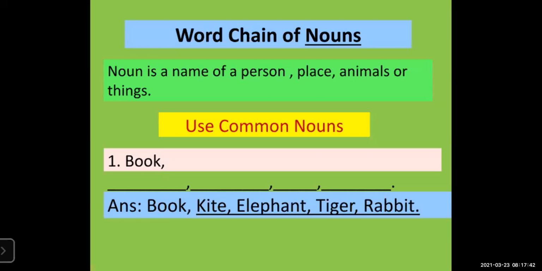So if it is given in the question paper to complete the word chain with proper nouns, only then can you use proper nouns. Otherwise, you should not use proper nouns. You should use common nouns to complete the word chain of nouns. Now, what is the difference between proper noun and common noun?